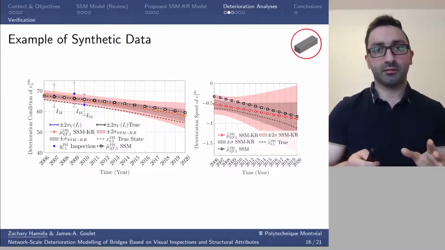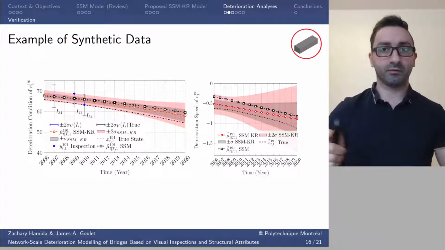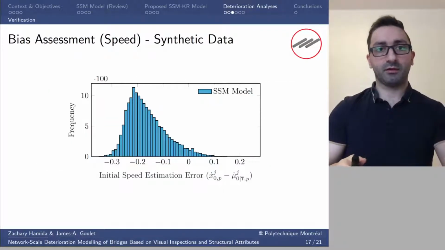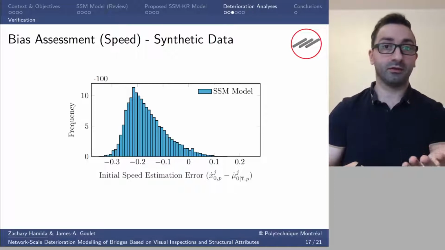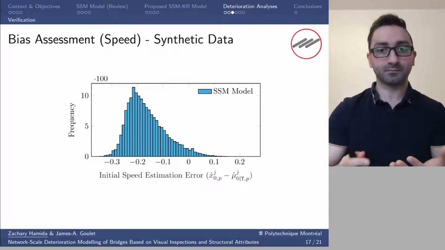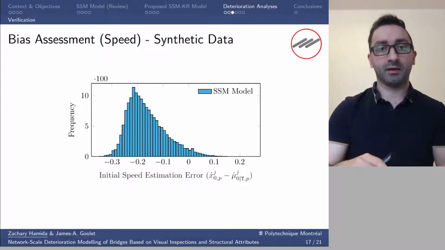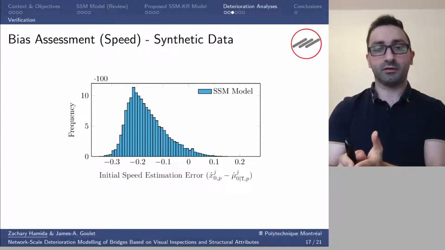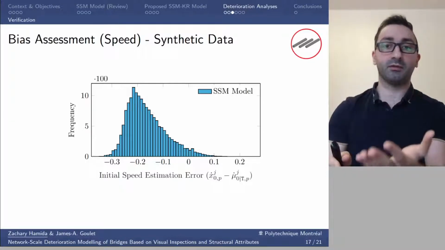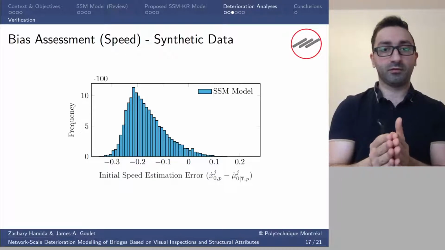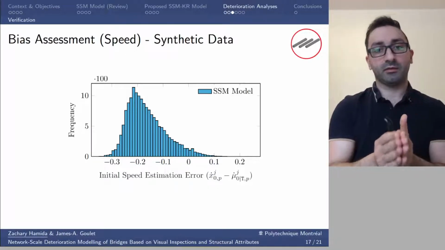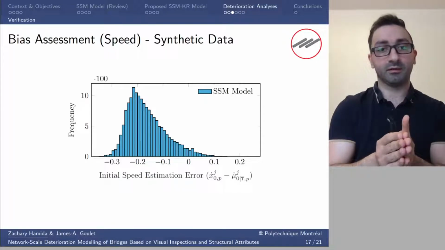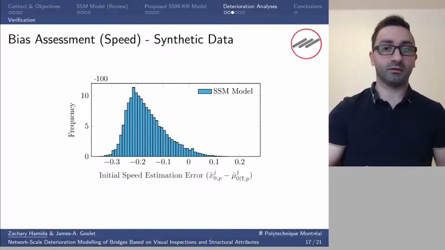This is for one structural element. Now let's see the overall performance for a bunch of structural elements, so a bunch of beams that we have. In this assessment, we are looking at the bias in estimating the initial deterioration speed, and this is synthetic data, so we know the true initial speed. Here we have a histogram that represents the error, which is the difference between the true initial deterioration speed minus the estimated deterioration speed based on the SSM model. As you see, because the histogram is far from zero, this tells us that there is a bias in the model estimate overall for the initial deterioration speed.